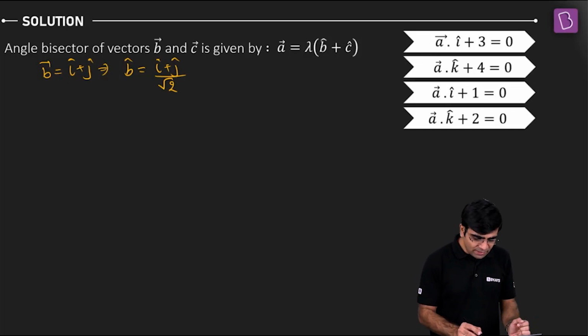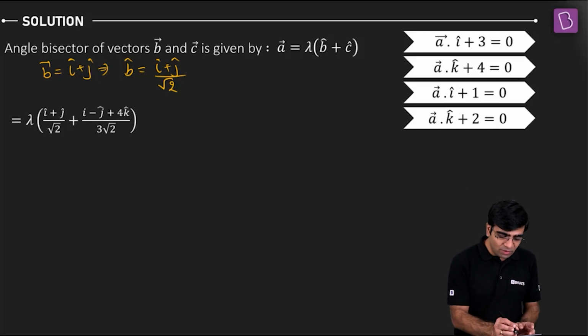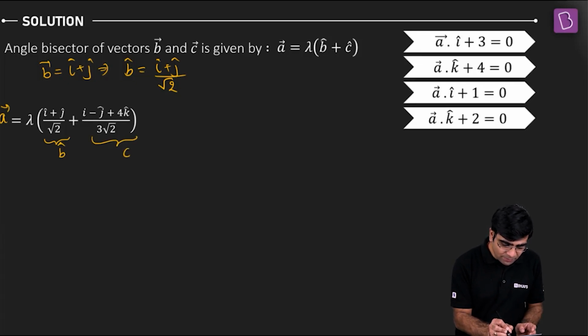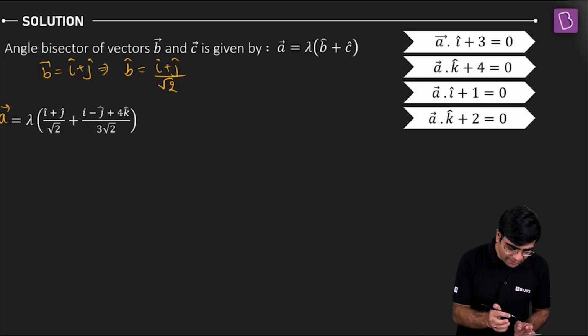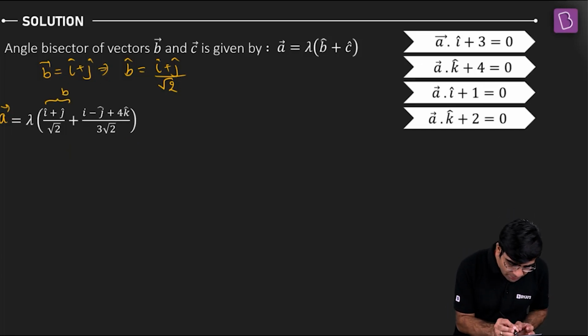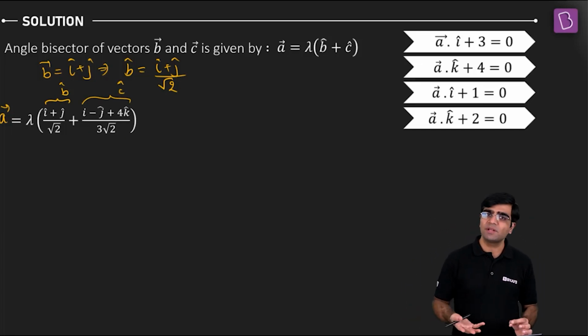Right? So when I plug in these values of vector b cap and c cap, I get vector A equal to lambda times this quantity, which is b cap, and this quantity, which is c cap. Is everyone okay with it? I'll write it up here because I'll be requiring calculation. So this is b cap and this is c cap. Vector c was i minus j plus 4k, so divide by its magnitude, which is 3 root 2.